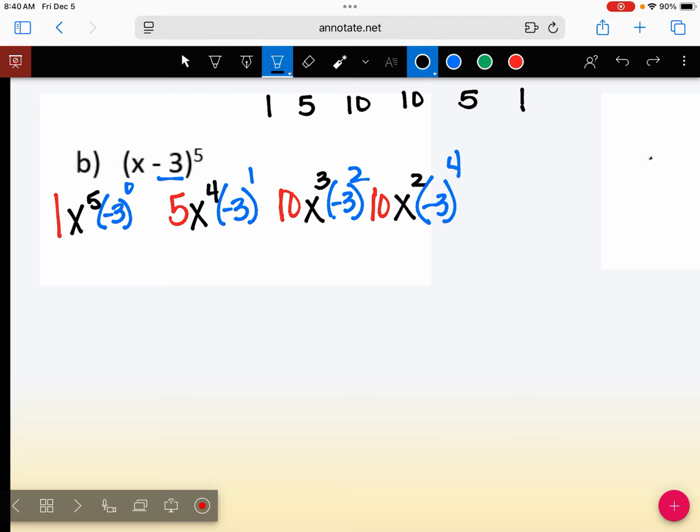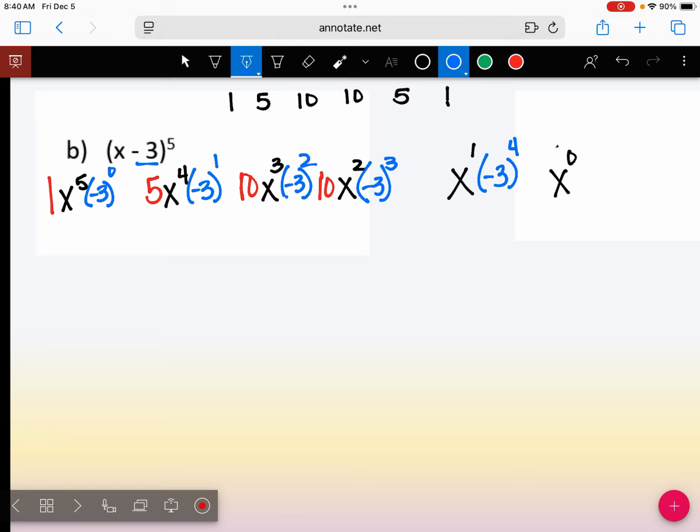I'm telling you, I always say I'm going to invest in a real Apple Pencil because this thing is just so raggedy. Okay, so this is x to the first and then x to the 0. Okay, so now I'm at, oh wait, why did I make that a 4? Let me go back. What should that have been? A 3, because I skipped over 3. So that should be to the power of 3. This is -3 to the power of 4. And this is -3 to the power of 5.